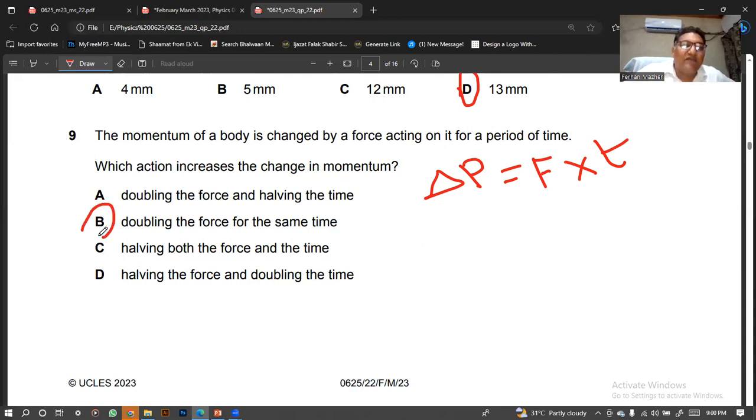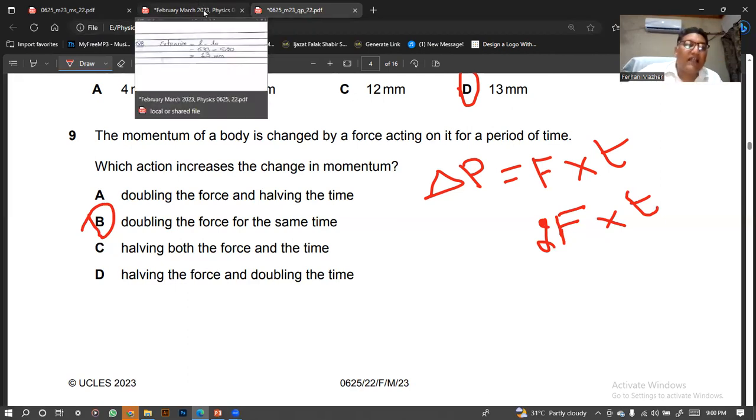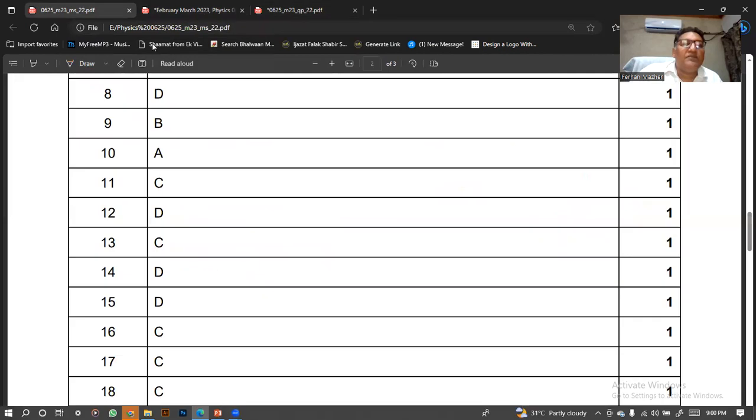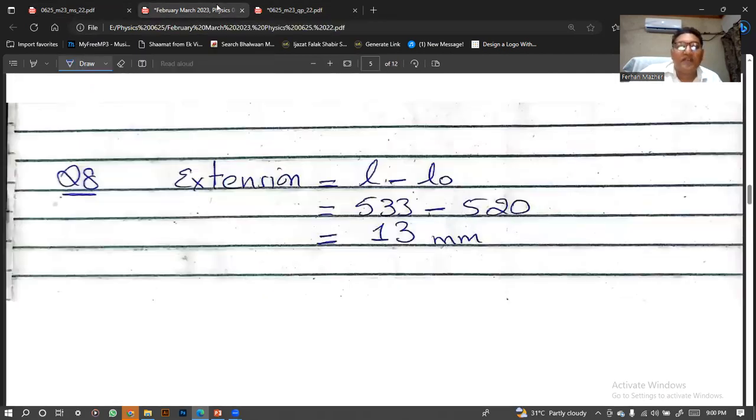So I think if you make the force double, 2F, and you keep the time the same, then the change in the momentum will also become double. F times T is the change in momentum, and because you have made F 2 times, the change in the momentum will become 2 times its previous value. So I think question number 9, B is the right answer, sir. That is the right answer. You can see on your screen.